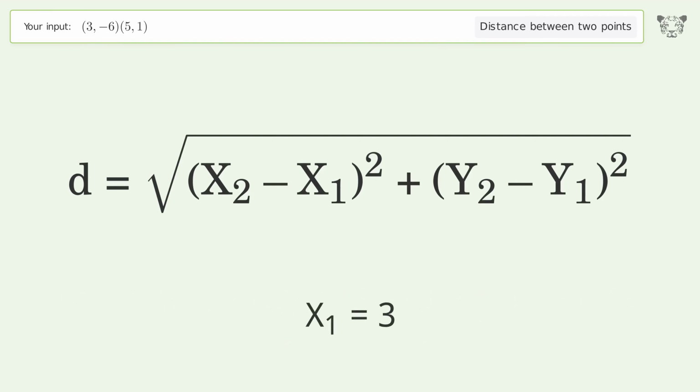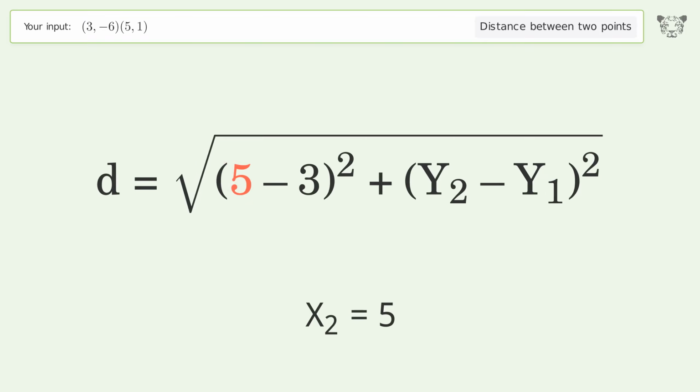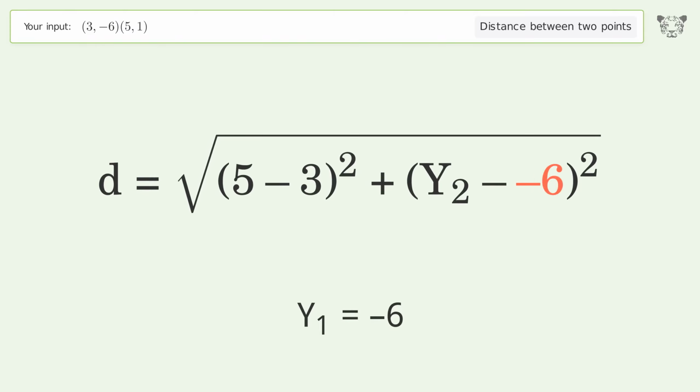x1 equals 3. x2 equals 5. y1 equals -6. y2 equals 1.